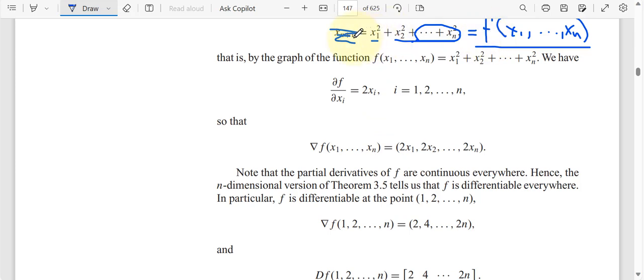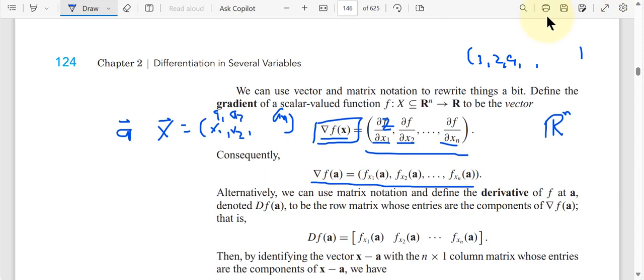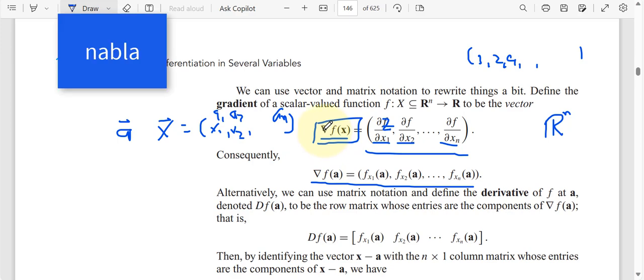We call this function f, or I guess we can call it z, and that is the gradient of, let's say, f. So here it is. And so it's a vector of all the partial derivatives. Okay, and this is the notation for it. This is called the gradient of f, and this symbol is called nabla.